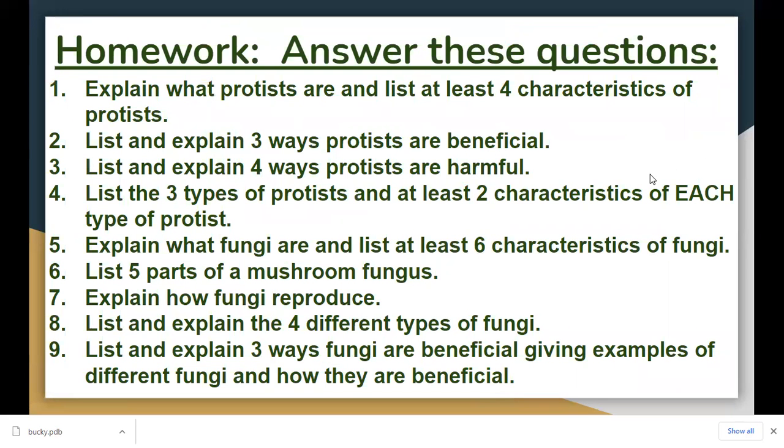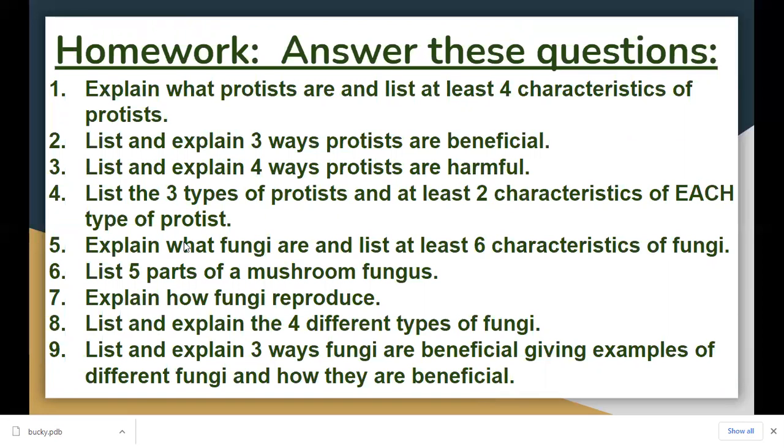Okay, here are your homework questions. Explain what protists are and list at least 4 characteristics of protists. That will be on your slide. List 3 ways protists are beneficial, 4 ways that they are harmful. What are the 3 types of protists and 2 characteristics of each type? Remember, they were animal-like protists, plant-like protists, and fungi-like protists.